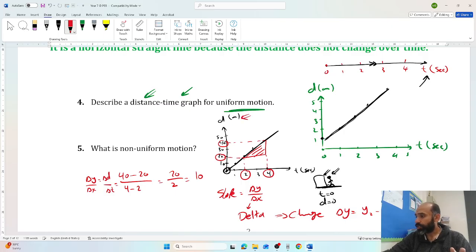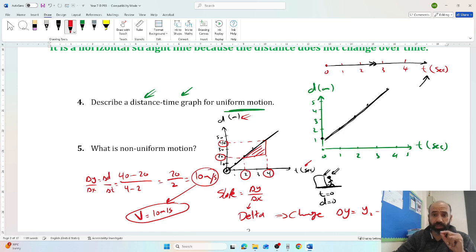The distance is measured in meter, time is measured in second, but they are divided, so the unit will be meter per second. So this means that this object is moving with speed. V stands for velocity, okay? This object is moving with uniform speed, which is equal to 10 meters per second. This means that this object covers 10 meters every second.